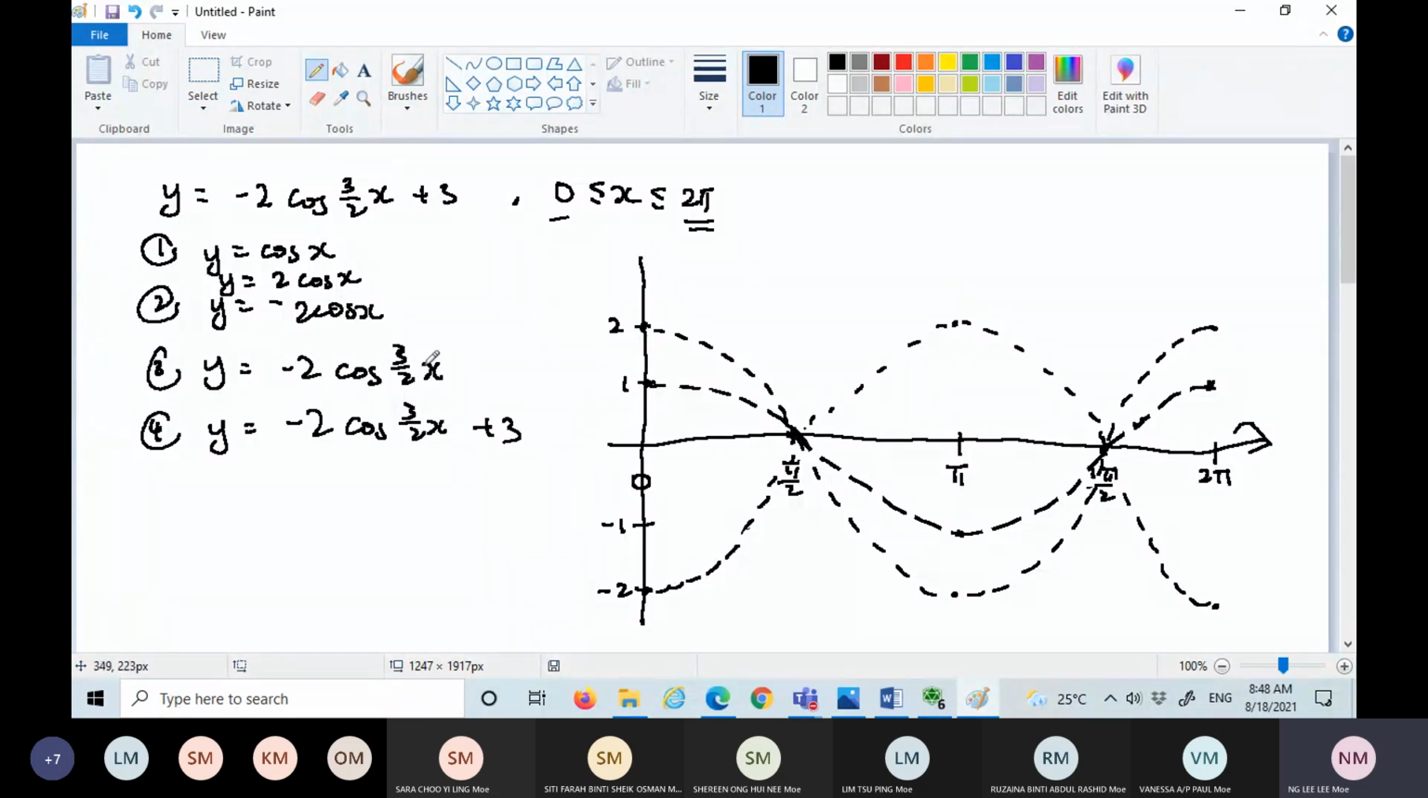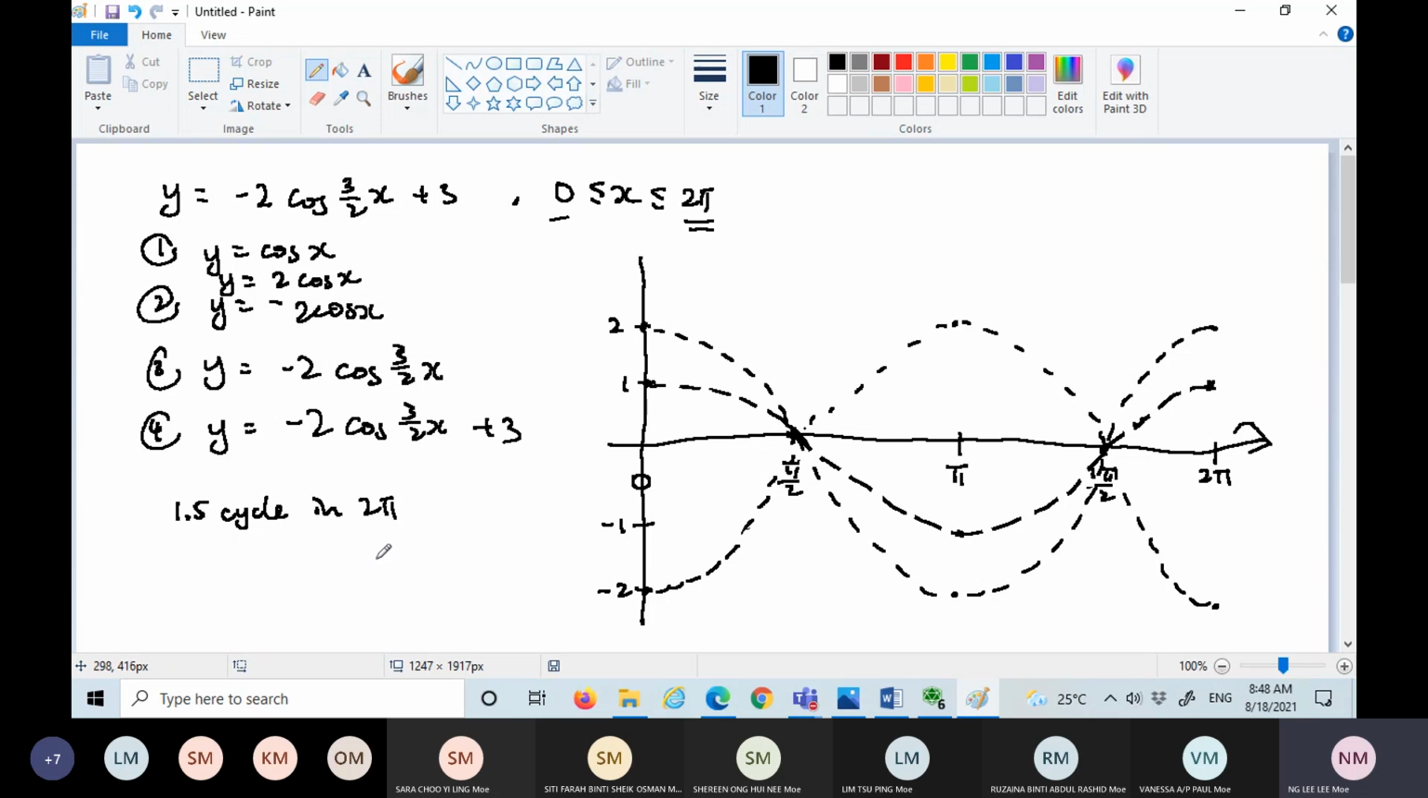Now we come to the third one. The third one I can say is the most difficult one because this one is not a whole number. 3/2, what is the meaning? Let us recall the B. The B is the number of cycles. What's the meaning? Now, I have to do it in 2 pi. 3/2 means 1.5 cycles. I write here 1.5 cycles in 2 pi. Originally it is 1 cycle in 2 pi.